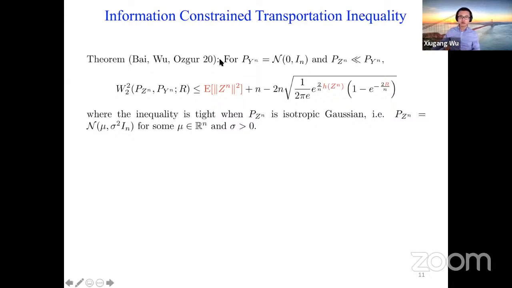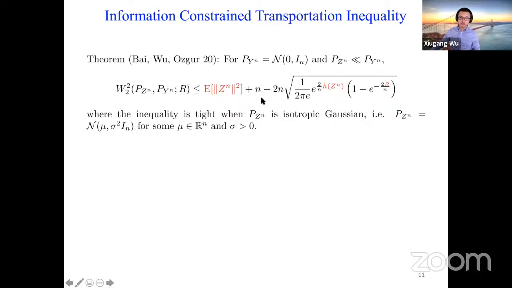Okay, so here's maybe the first main result of this talk, which is a transportation inequality that applies to the information constraint Wasserstein distance. Basically, this inequality states that if Pyn is standard Gaussian and Pzn is absolutely continuous with respect to Pyn, exactly the same condition as for the Talagrand inequality, right? Same condition. What we can show is an upper bound of this information constraint distance by the right-hand side, by this expression.